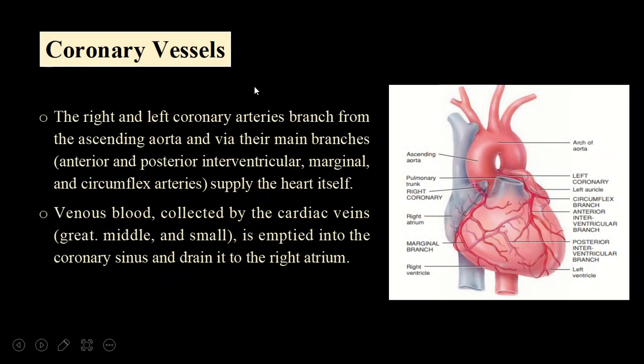We also have the coronary vessels. The right and left coronary arteries branch from the ascending aorta, and via their main branches, the anterior and posterior interventricular, the marginal and circumflex arteries supply the heart itself.